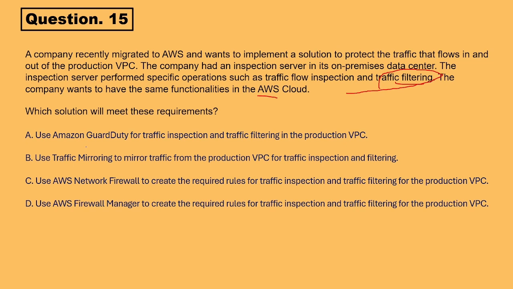Okay, now let me reveal the correct answer. The correct answer here will be option C. Use AWS Network Firewall to create the rules for traffic inspection and traffic filtering for the production VPC. This is because AWS Network Firewall is a managed network firewall service that allows you to define firewall rules to filter and inspect network traffic. You can create rules to define the traffic that should be allowed or blocked based on various criteria such as source or destination IP addresses, protocols, ports, and many more. So this will be the correct answer over here.